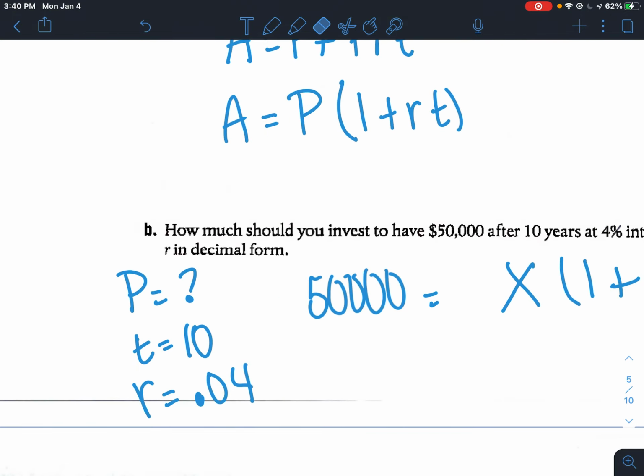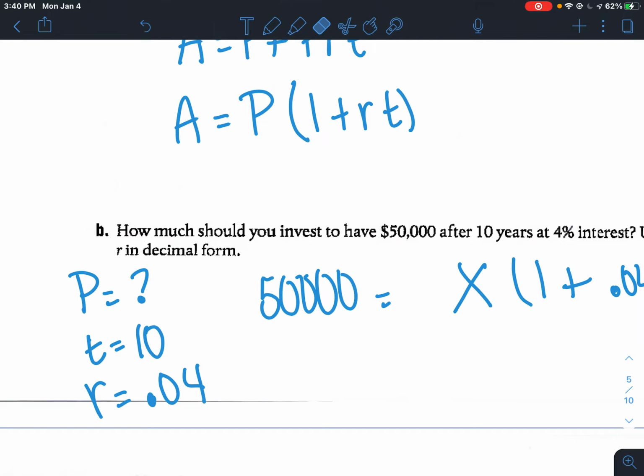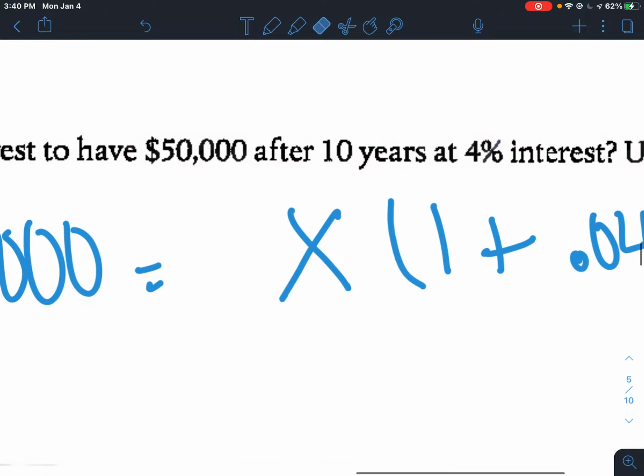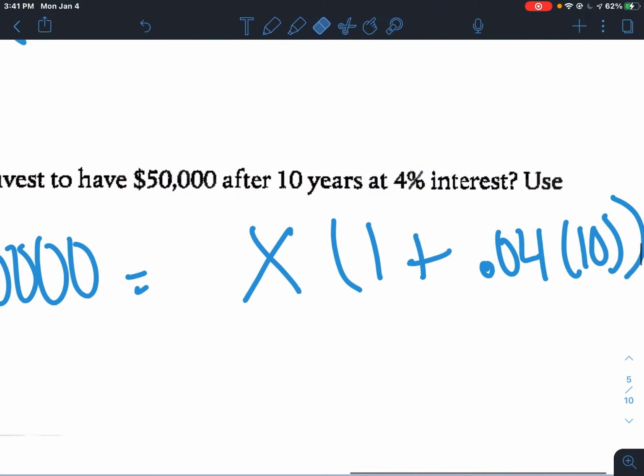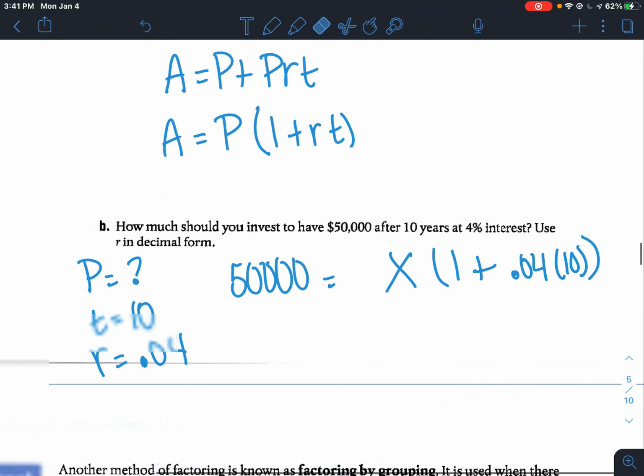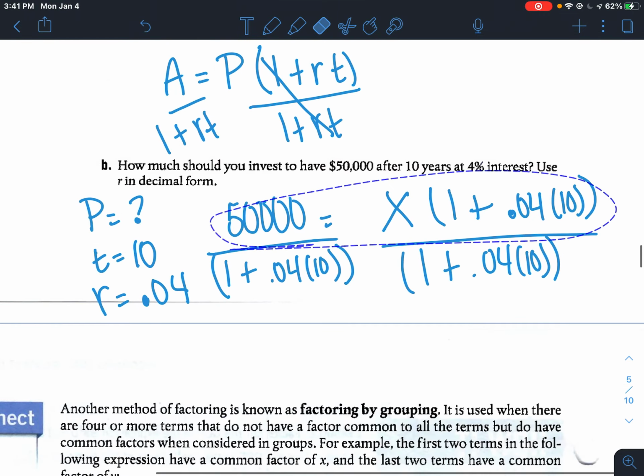Okay, so P. How much should we invest? I don't know. So my initial amount, we don't know. P is a question mark. Time is 10 years. Rate is 4%, so 0.04. Our total amount at the very end, we want to be $50,000. Okay, so this P I actually turned into an X because writing a question mark, some of you would think is silly. So from here, I'm going to just solve for X.